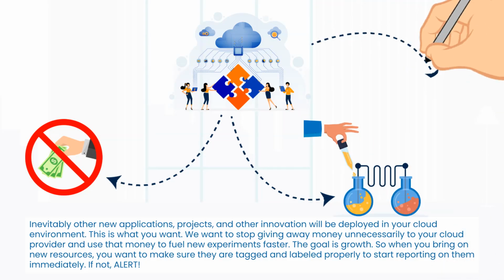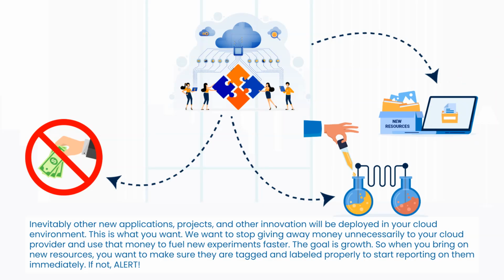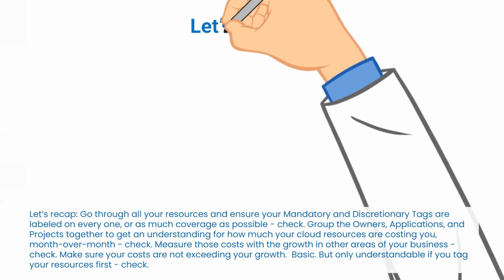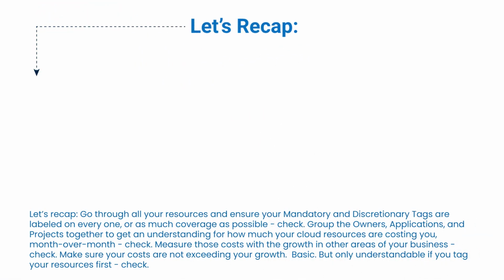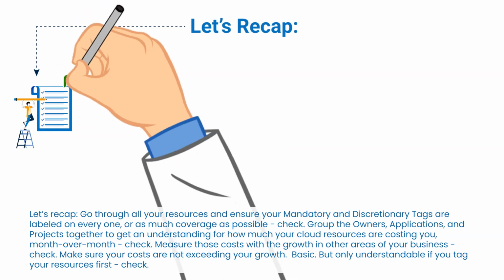So when you bring on new resources, you want to make sure they are tagged and labeled properly to start reporting on them immediately. If not, alert. Let's recap. Go through all your resources and ensure your mandatory and discretionary tags are labeled on every one, or as much coverage as possible.